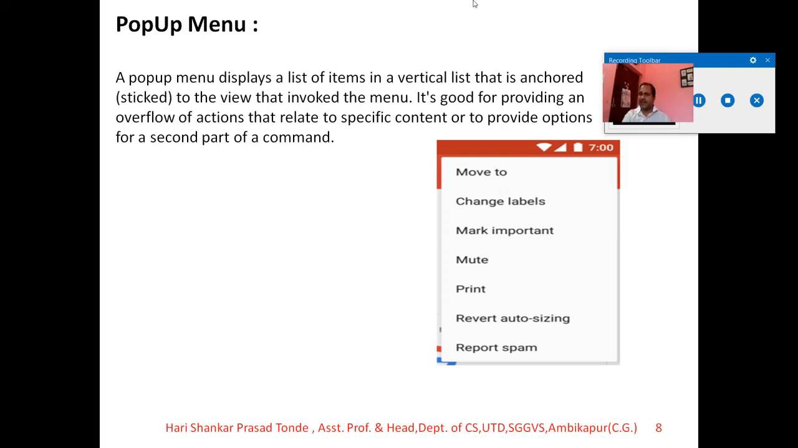Means a pop-up menu is nothing but it displays a list of items in a vertical list. So whenever you are going to right click, whenever you do a long click on any particular content, then a menu is going to appear, and that will be the pop-up menu, which is in the form of a list of items in the vertical list. So it's good for providing an overflow of actions that relate to specific content or to provide options for a second part of the command. So these are the option menu, pop-up menu. So these are the various types of options available within the pop-up menu.